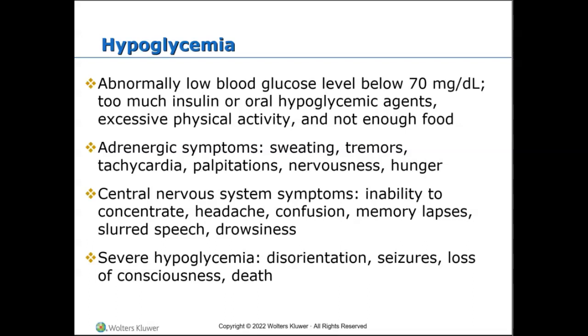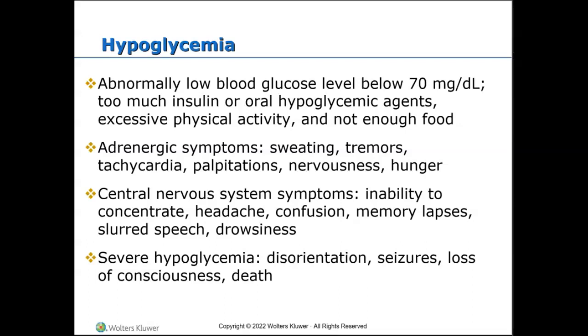The signs and symptoms of hypoglycemia are listed here. It includes sweating, tremors, and it's a cold sweat, right? So cold and clammy is hypoglycemia. Tremors, tachycardia, palpitations, nervousness, they get hunger. Because the brain knows it needs glucose, right? It knows it. So that's that natural instinct of hunger.